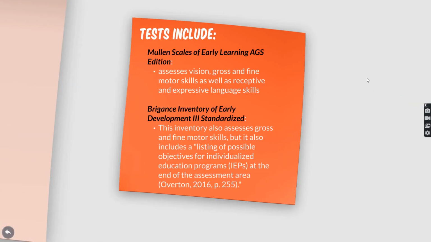Instruments used to assess physical development include the Mullen Scales of Early Learning, AGS Edition. This assesses vision, gross and fine motor skills, as well as receptive and expressive language skills. The Battelle Developmental Inventory 3, standardized. This inventory also assesses gross and fine motor skills, but it also includes a list of possible objectives for individualized education programs, IEPs, at the end of the assessment area.